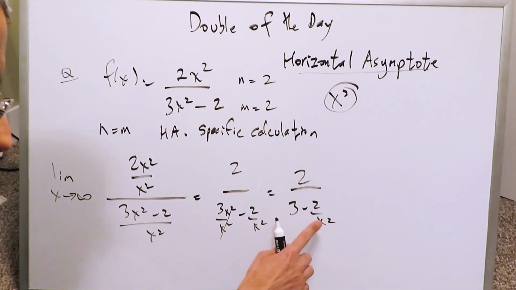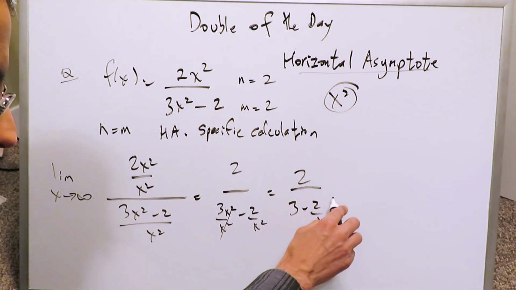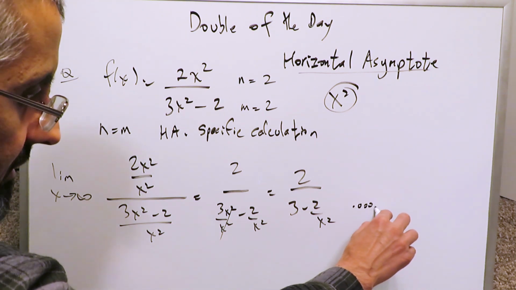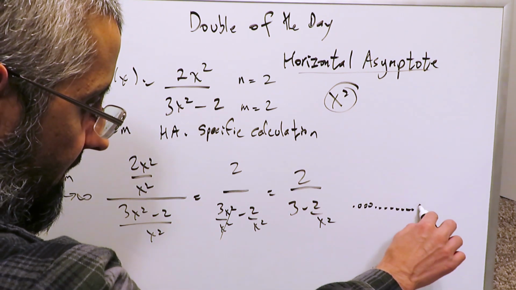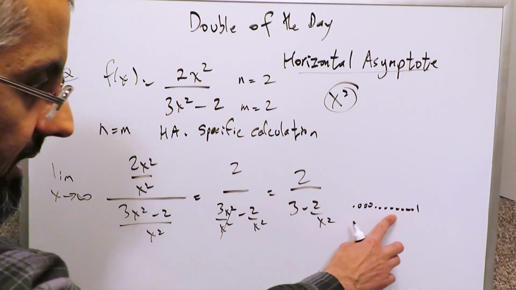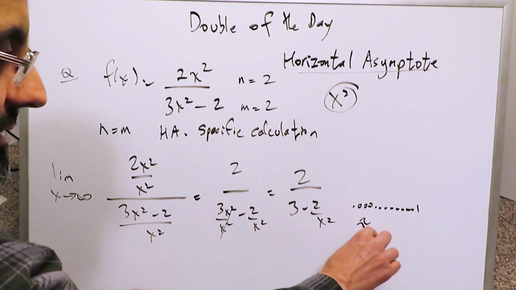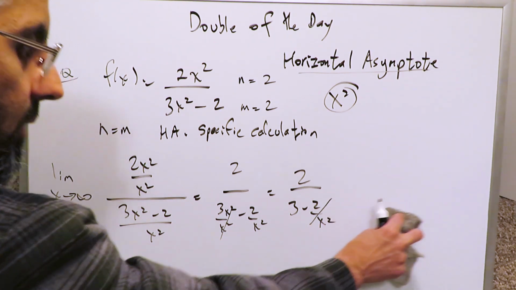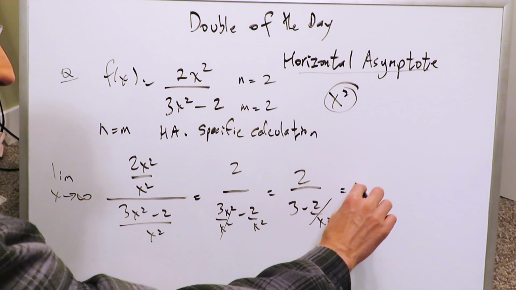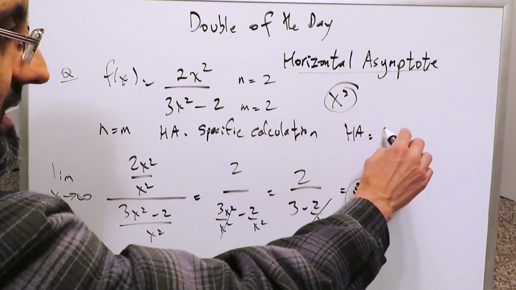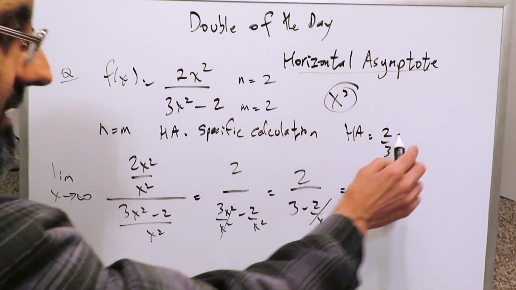As x approaches infinity, you're looking at 2 over infinity, which is a very small number. It'll be something like 0.0000 all the way, as many zeros, and then finally a 1, or whatever that number may be. It'll be some number here, but it'll be very close to, if not 0, which is why these types of instances always zero out. What are you left with here? You're left here with a 2 over 3, and that right there will be a horizontal asymptote. HA, horizontal asymptote, is 2 over 3.